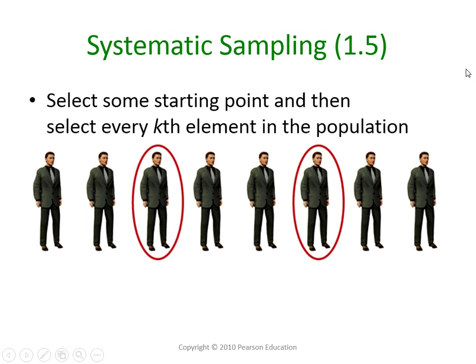All right, so each of these different ones we were looking at are examples of different kinds of sampling techniques. The systematic sampling technique: you select some starting point, and then you select every kth element in that population. For this one, we're saying we're going to start with the third man, and then every third man is going to be picked. The systematic approach was the same as our M&Ms, where every 10,000th M&M was selected to be tested.